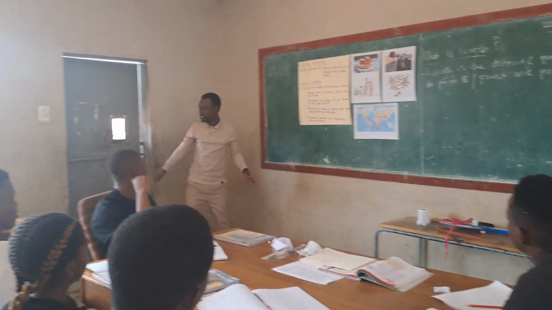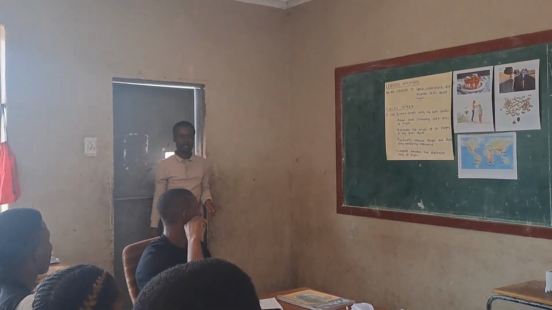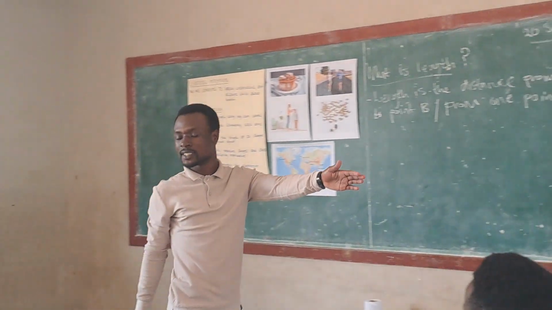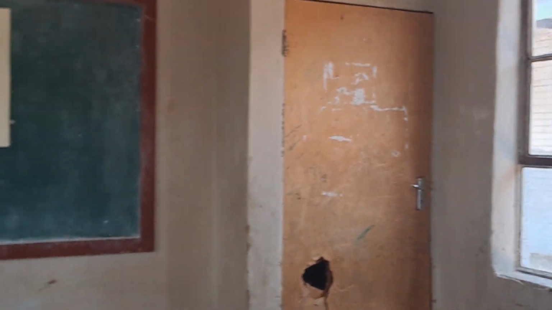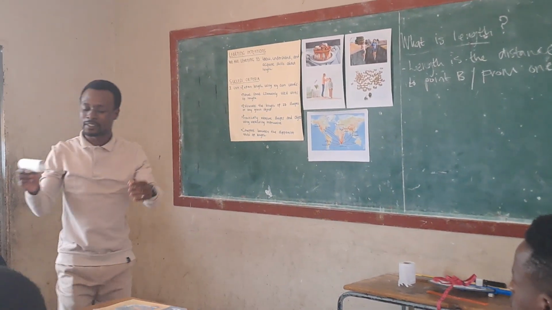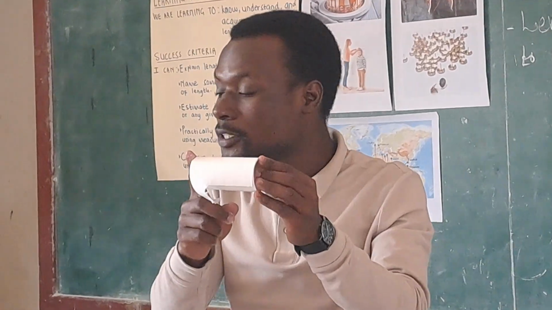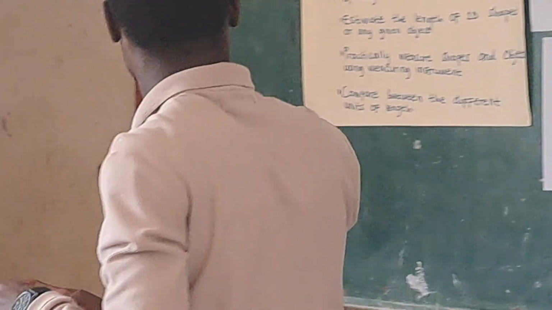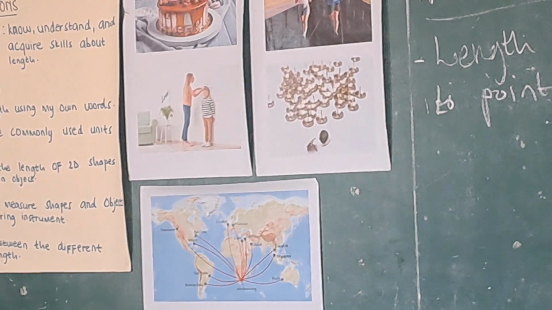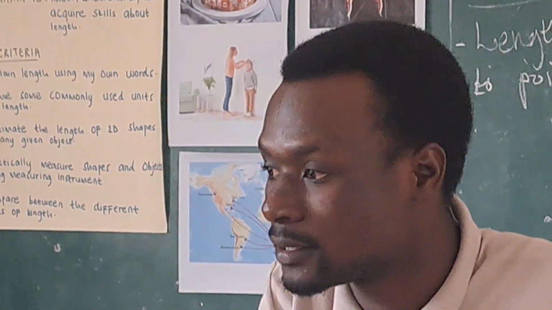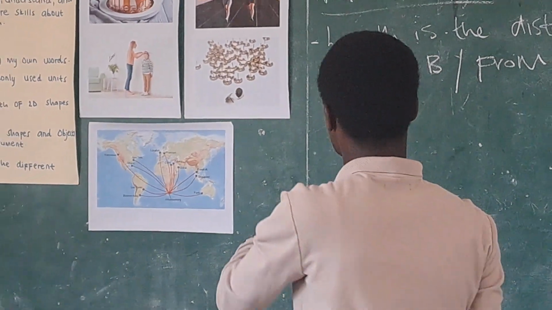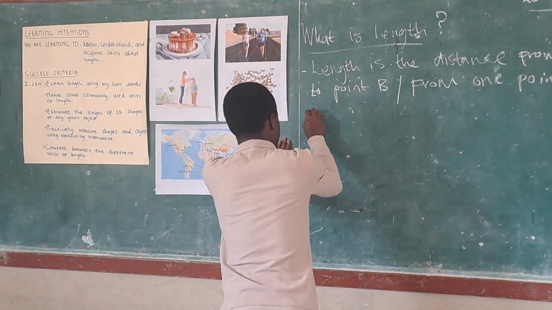One point can be this door. The distance from this door up to the window, it's a length. It can be a distance from this side up to this side. It's length. Looking at these pictures, we have different units that we use when measuring length.